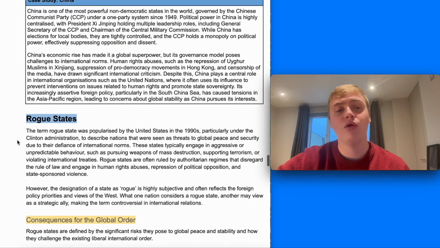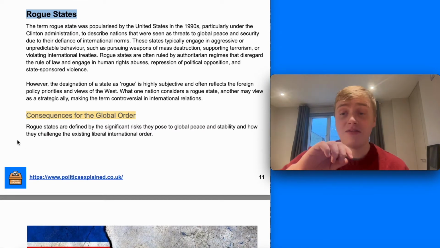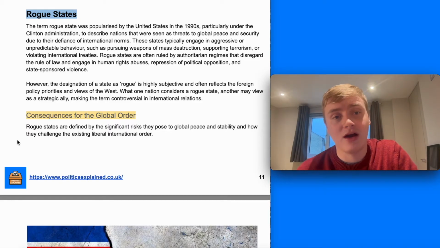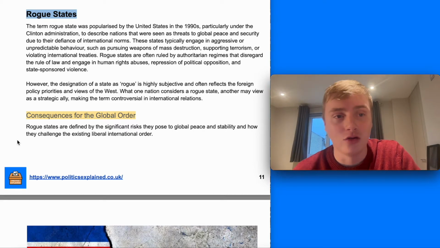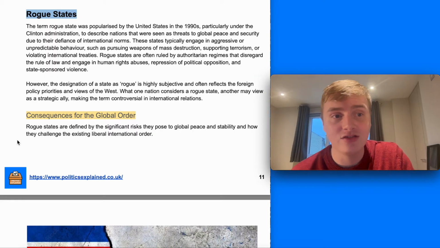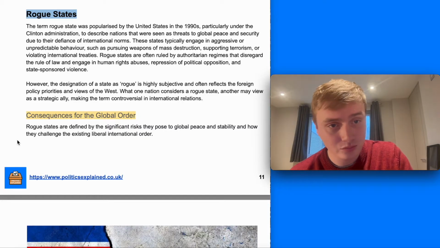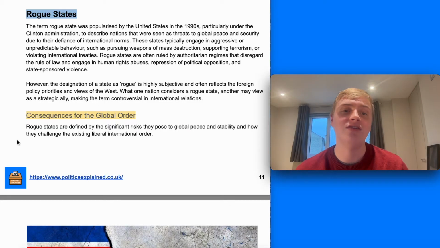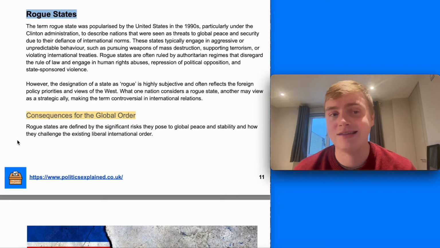That was non-democratic states. What we're going to have a look at now is a specific form of non-democratic states, and that's rogue states. So the term rogue state was popularized by the United States in the 90s, particularly under Clinton, to describe nations that were seen as real threats to global peace and security and to the US's dominance, due to their defiance of international norms. So these states are defined by engaging in aggressive and unpredictable behavior, such as pursuing weapons of mass destruction, supporting terrorism, or violating international treaties. They're often ruled by authoritarian regimes, they all are actually, that disregard the rule of law and engage in human rights abuses, repression of political opposition, and state-sponsored violence.